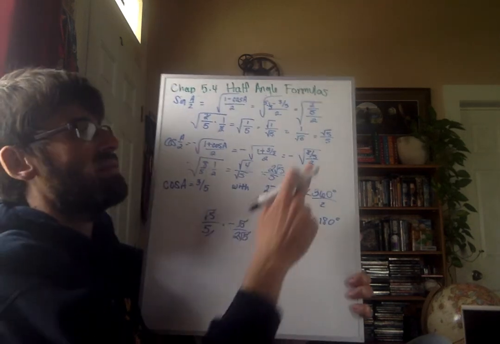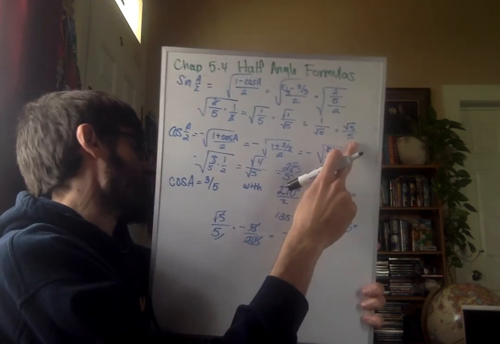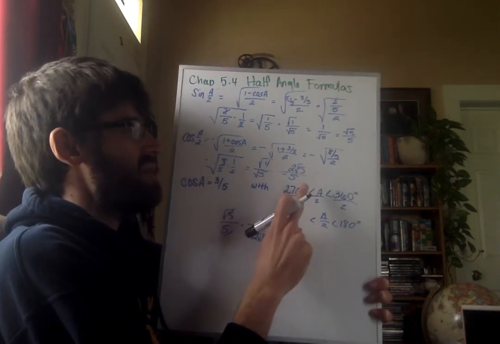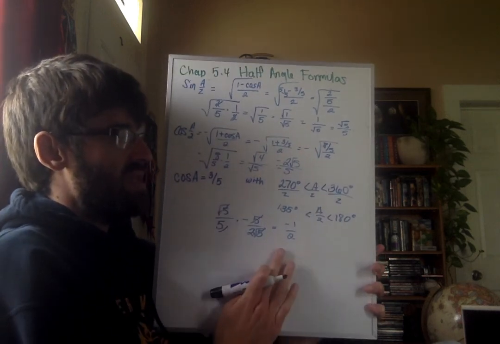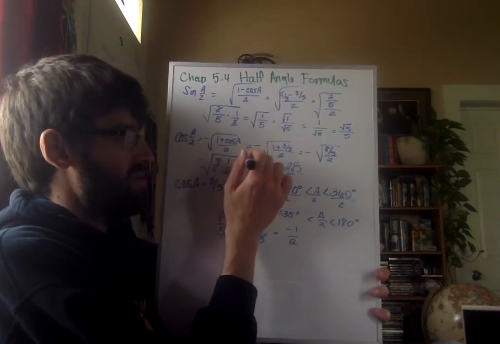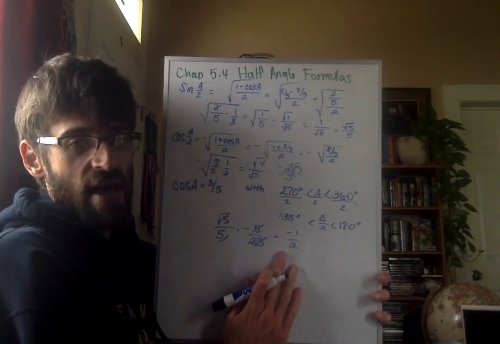So the sine of A over 2 is going to be positive square root of 5 over 5. The cosine of A over 2 is going to be negative 2 square root of 5 over 5. And the tangent of A over 2 is going to be negative 1/2. That's in quadrant 2 because all of those signs line up.